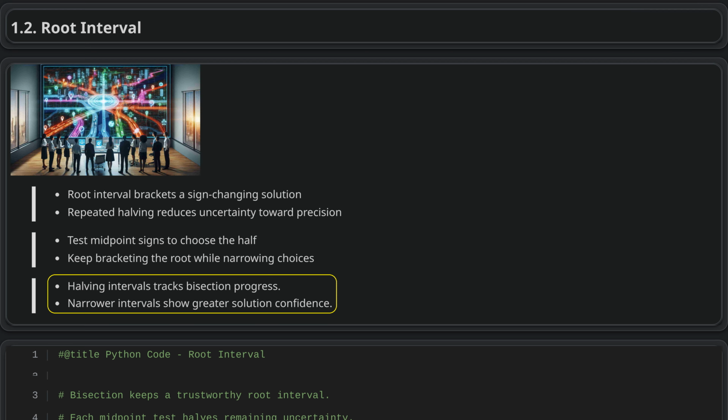The bisection method works by cutting the root interval in half at each step, making its progress easy to track and reliable. The interval's width shows the remaining uncertainty. A wide interval means the root is only roughly located, while a narrow one gives greater precision. Although it is not the fastest method, bisection is useful because it turns equation solving into a steady process of narrowing the search area and measuring confidence in the result.